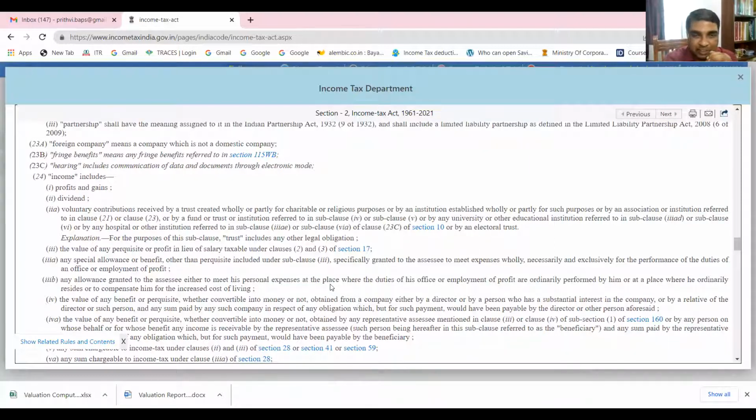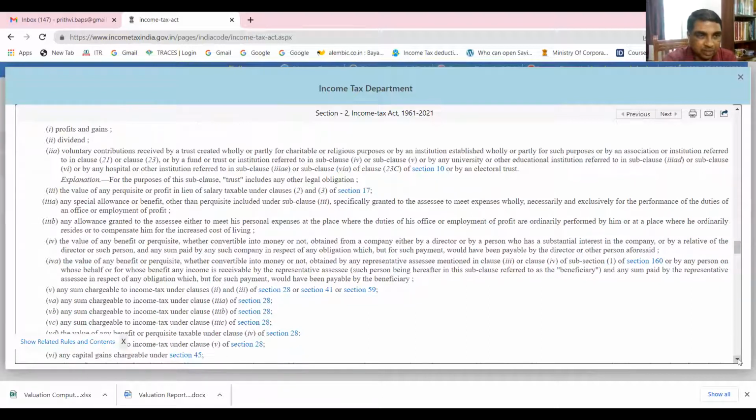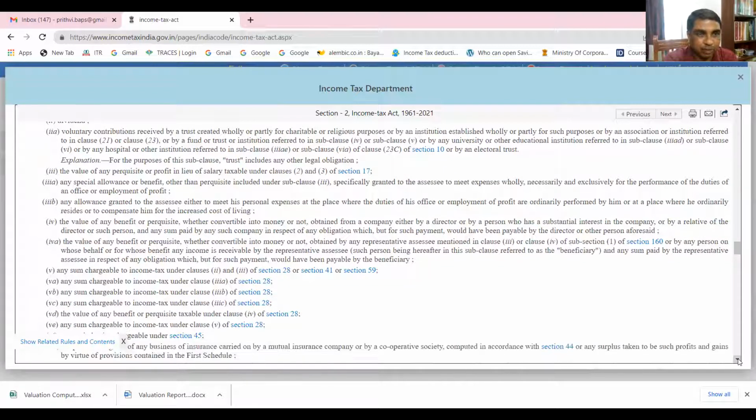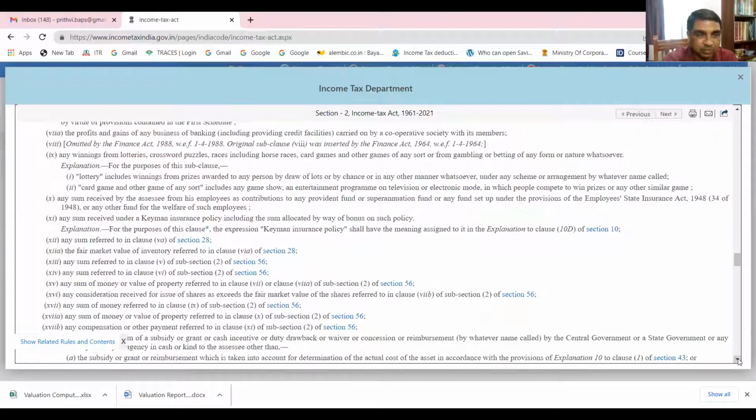Only an inclusive definition has been given. That means there might be many other things which are not mentioned here, but still those may be recognized, or understood, as income. Here you see several items, like profits and gains, dividends, voluntary contributions received by trusts, etc. You see a list of items is there. Just have a look. Are you able to see it? Value of perquisites, special allowances, you see. So many items are there.